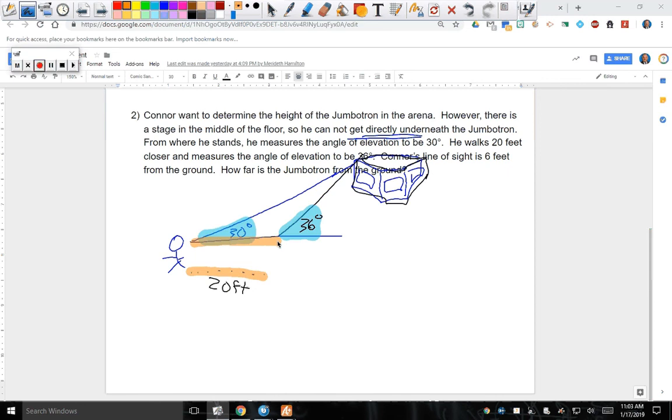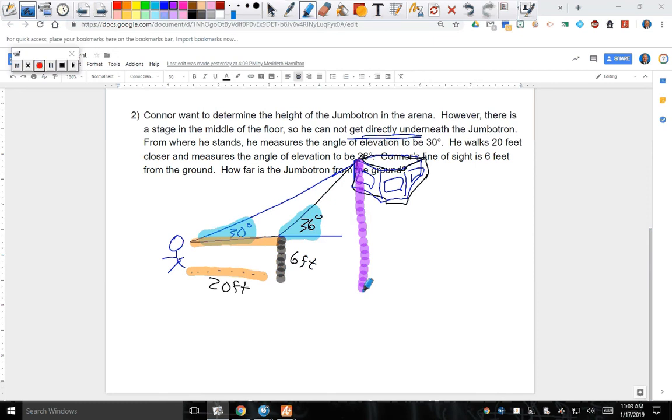Connor's line of sight is 6 feet from the ground. That means his eyeball is 6 feet. Are we good? And then it says, how far is the Jumbotron from the ground? So we're trying to determine how high this is going to be from the ground. A lot going on here, right? This one is the question. That other one just warmed you up. Are we good?